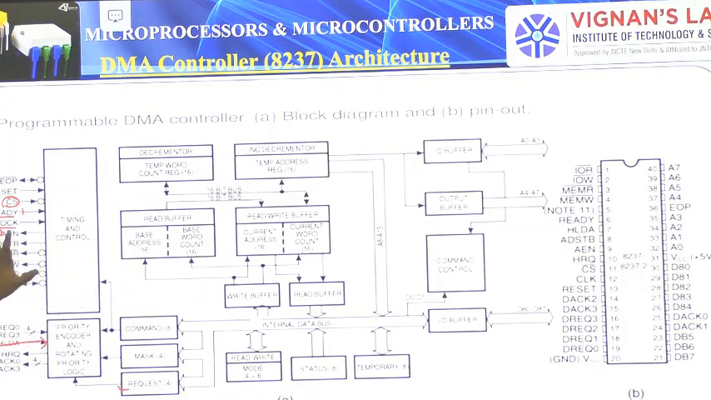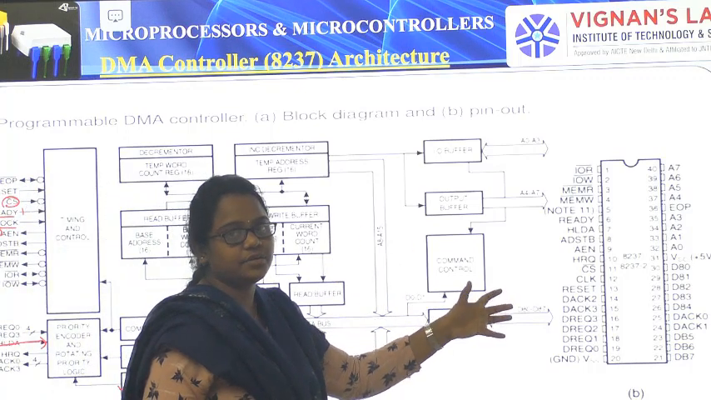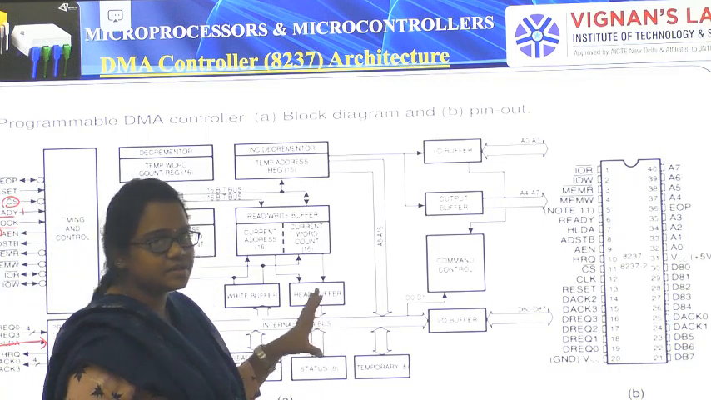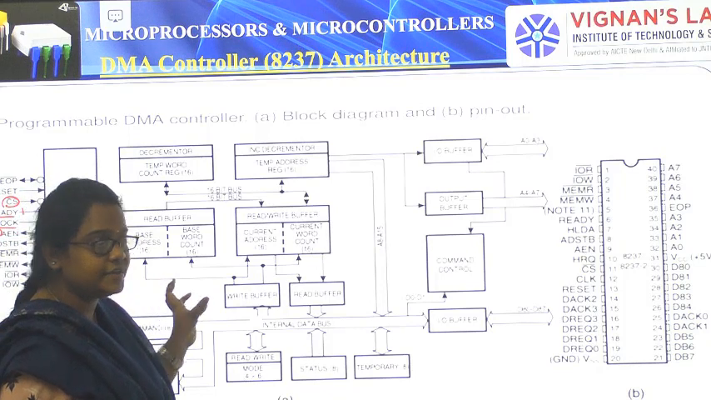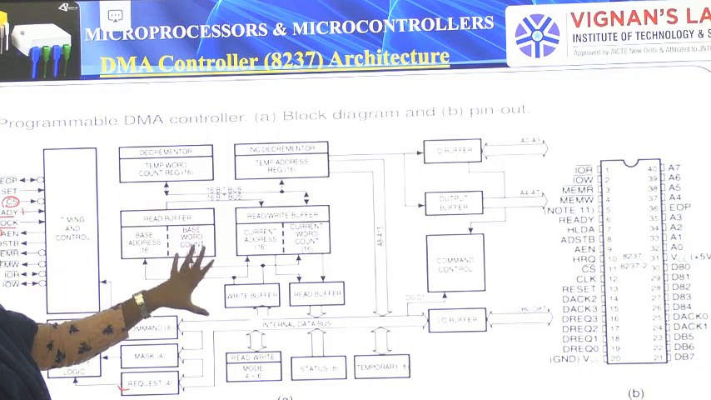Whatever read or write operations are performed from the input and output devices are stored in these registers. Whenever the input and output devices are going to access the memory, they ask the DMA controller to fetch the data. Then the DMA controller asks the CPU for permission to access the data. Then the CPU sends the hold acknowledgement to the 8237. Then 8237 is going to access the memories, and that data is stored in these registers.